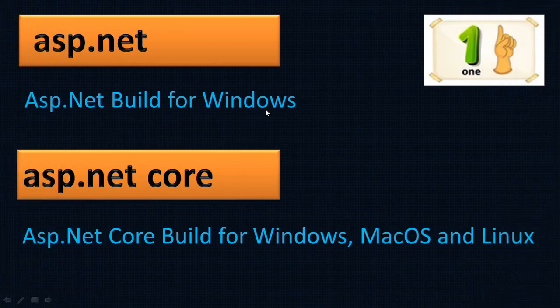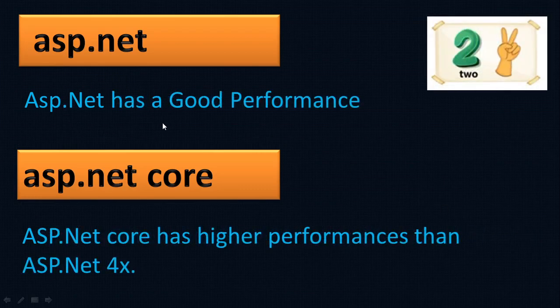ASP.NET is built for Windows, whereas ASP.NET Core is built for Windows, macOS and Linux. So therefore you can use it on multiple operating systems. ASP.NET has good performance, whereas ASP.NET Core has higher performance than ASP.NET 4.x. Therefore it will give much better performance compared to ASP.NET.